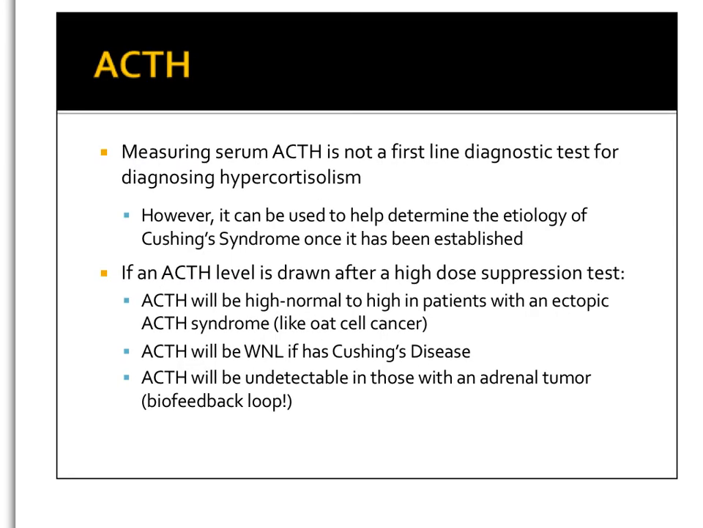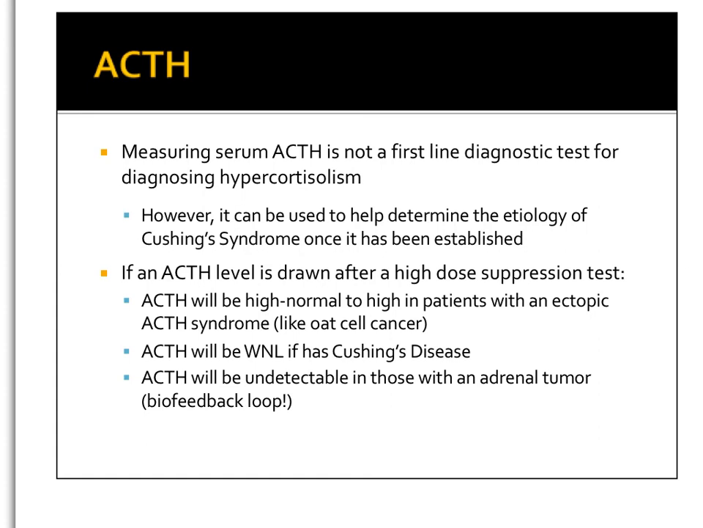Now, you can measure an ACTH level, but it's not first line for the diagnosis of hypercortisolism. However, it can help us determine the etiology in Cushing's syndrome. All right? So, in other words, if we're not sure if this is an adrenal tumor versus an ectopic source like an oat cell lung cancer, then maybe getting an ACTH level will be helpful in this situation here.